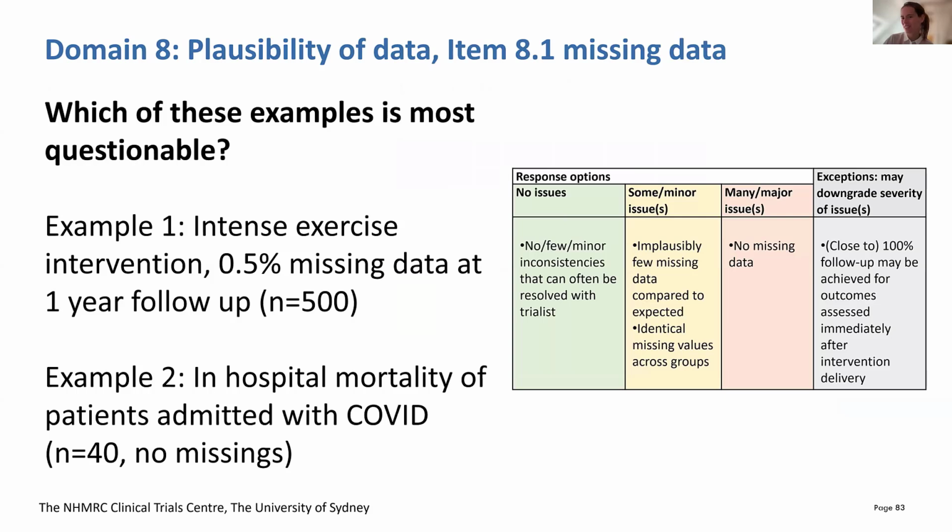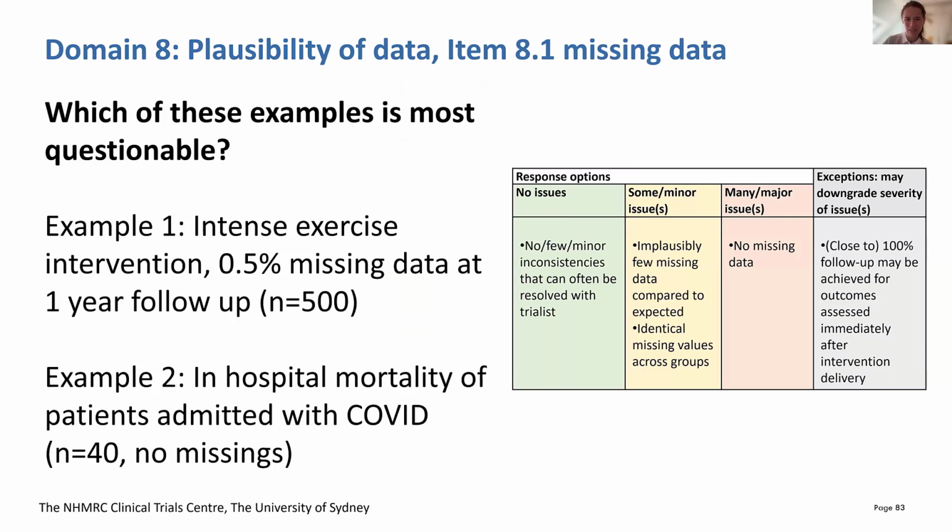And here we've done something a little bit different. We've given you two examples, and we ask you to say which of them would you rate as questionable. One of them is a twice a week intense exercise intervention where participants are asked to come to a center in the hospital, a little internal gym, twice a week and do exercise. And after 1 year, all but two participants have been to every single intervention.